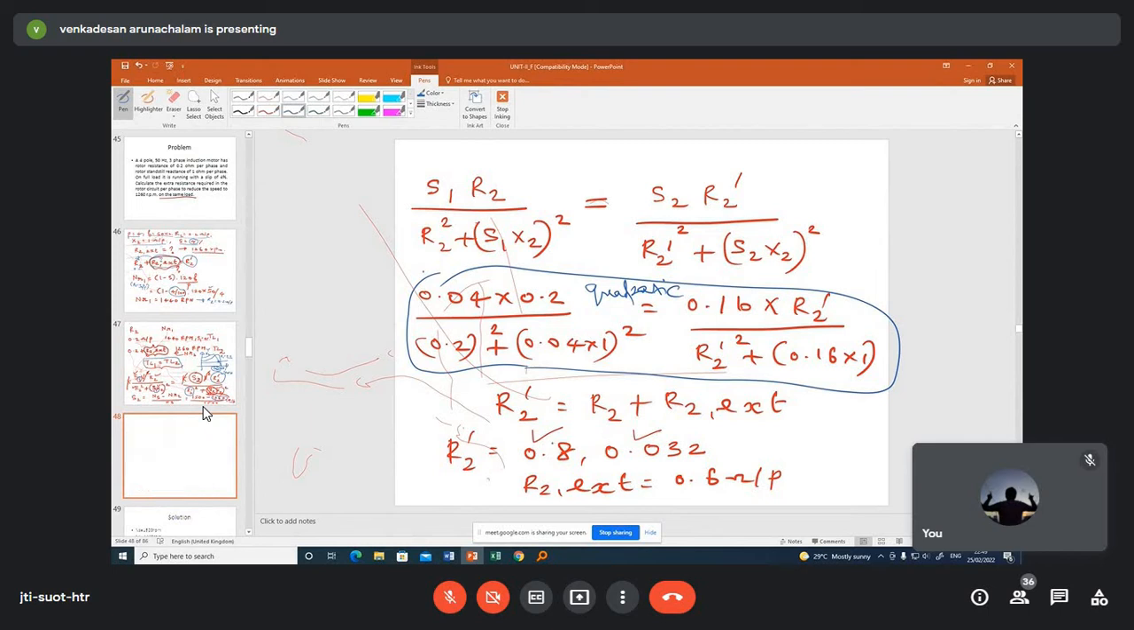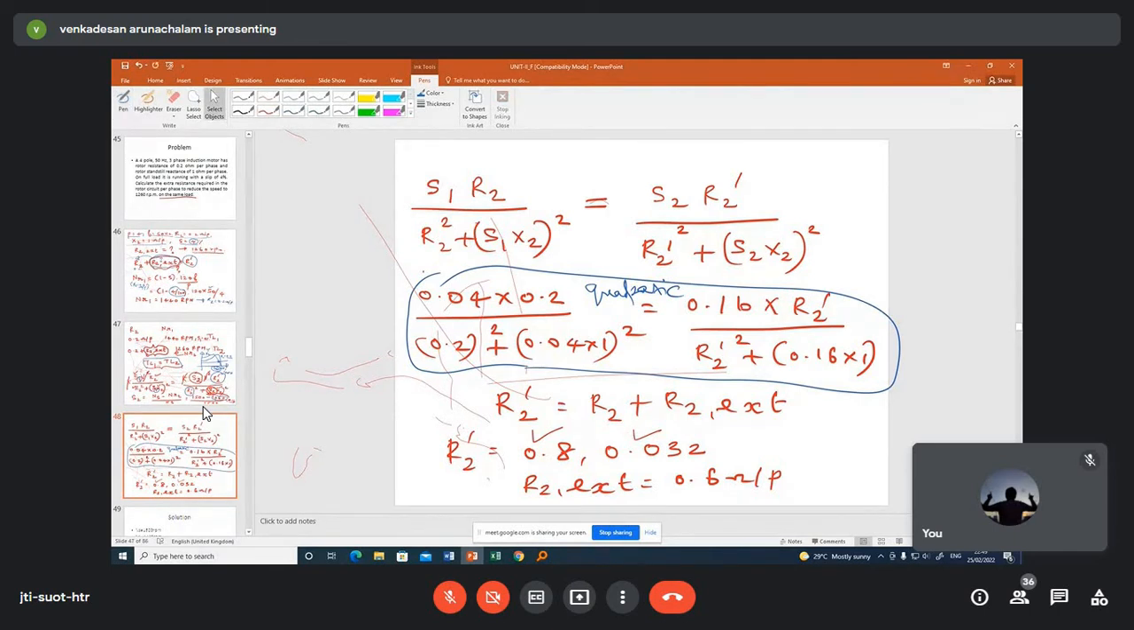So two values you will get if you solve the quadratic equation. You will get 0.8 as one value and 0.032 as another value, right? So this value we have to take.